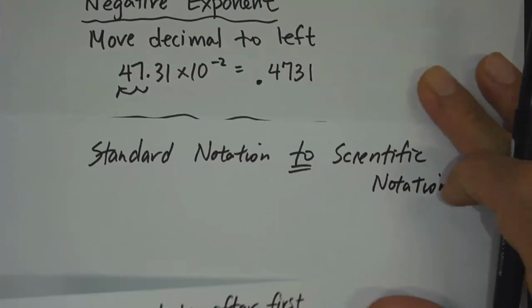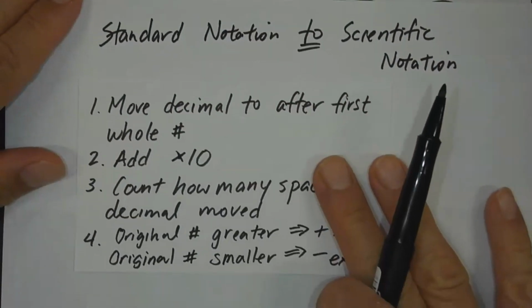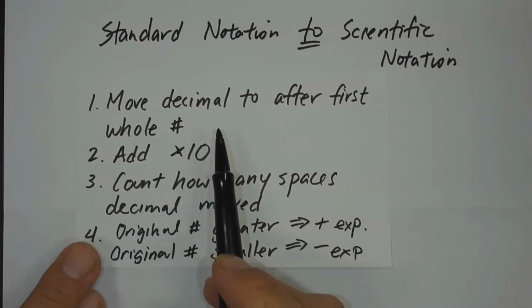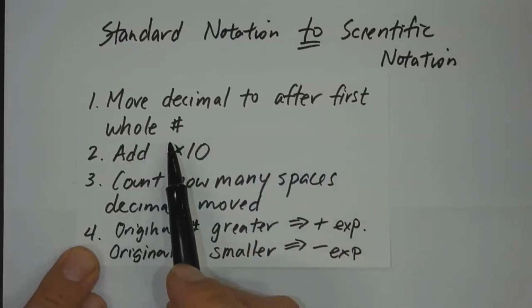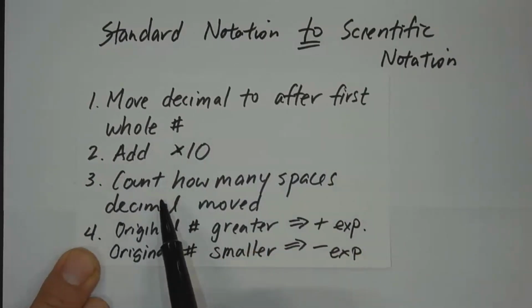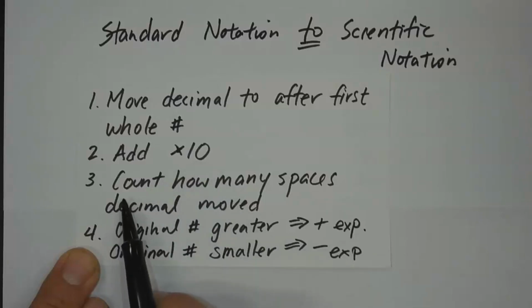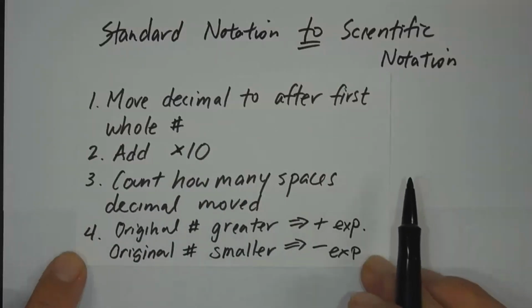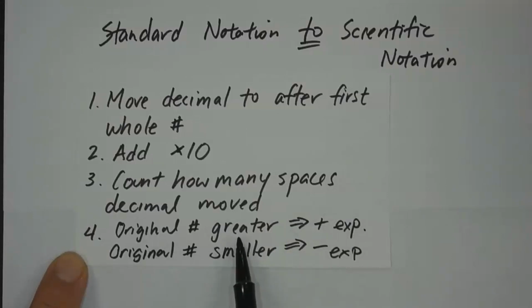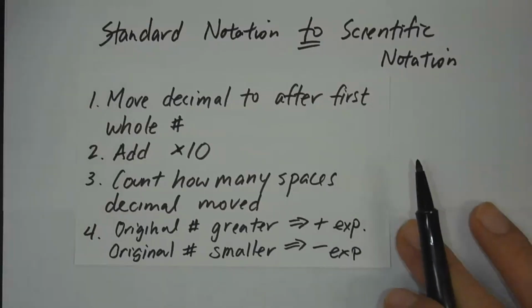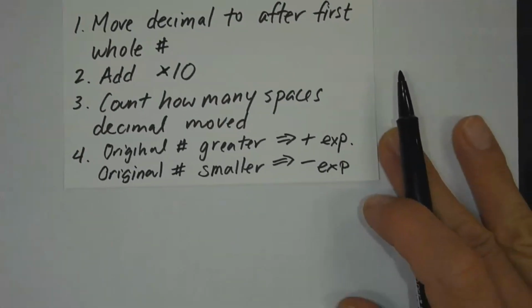Now let's take a look at going from standard notation to scientific notation. And I'm going to give you some of the steps for doing that. So first we're going to move the decimal to after the first whole number. We're going to add times 10. We're going to count how many spaces the decimal moved, and if the original number is greater, then we're going to have a positive exponent. If the original number is smaller, we're going to use a negative exponent.